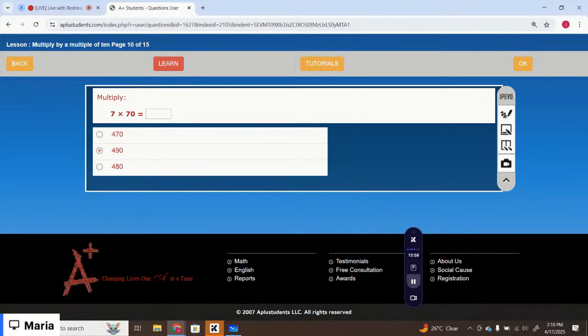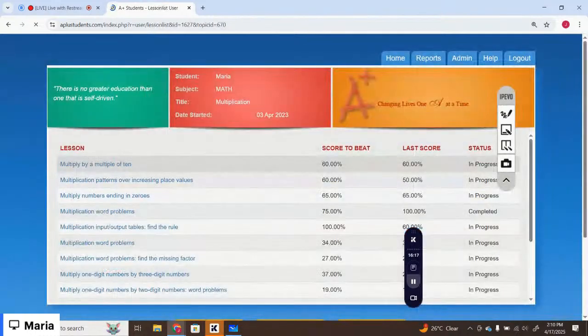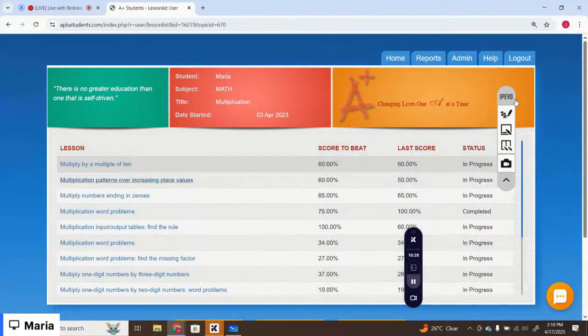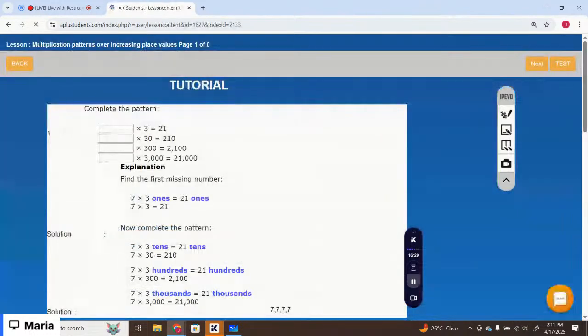Okay, you can complete the lesson by yourself later today. Let's just move on to the next lesson. Multiplication patterns over increasing place values. Let's just start with the next lesson.